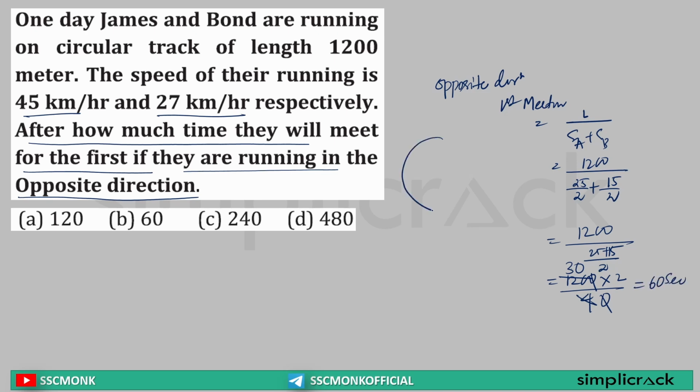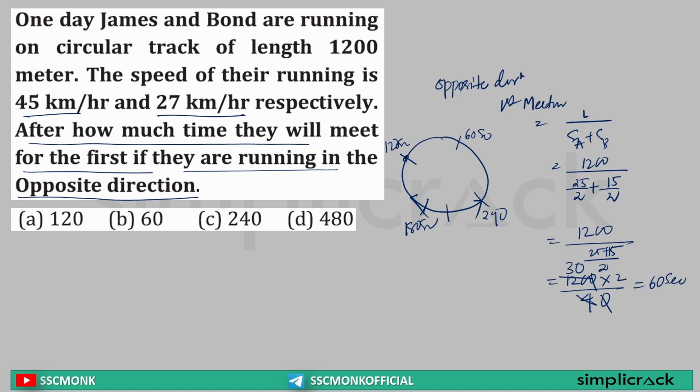So if this is a circular track and they are starting from here, A is running this way, B is running this way, that means they will meet for the first time after 60 seconds here. Then again after 60 seconds, that is 120 seconds here. They both are running in opposite direction, but still they will be meeting after 60 seconds gap. So 180 seconds, then 240 seconds, then 300 seconds, and so on.